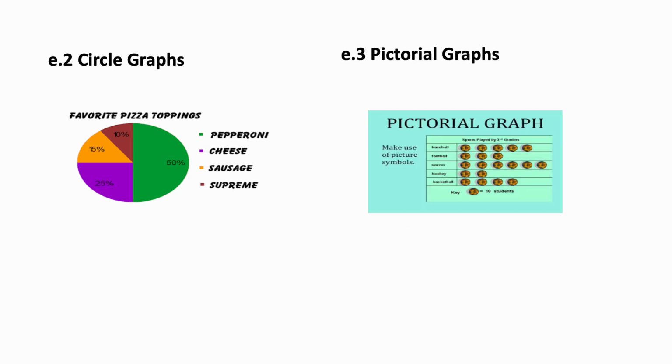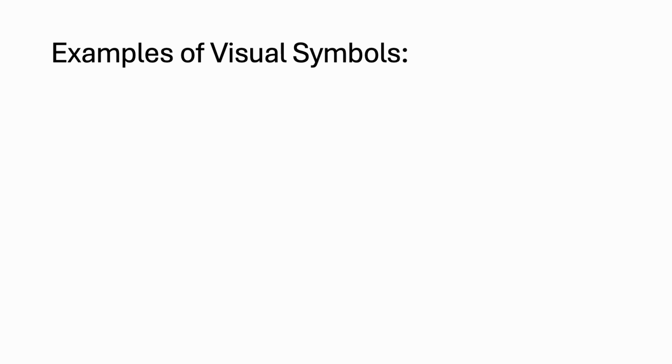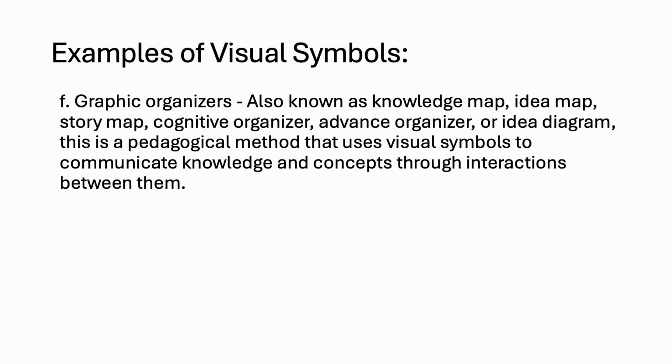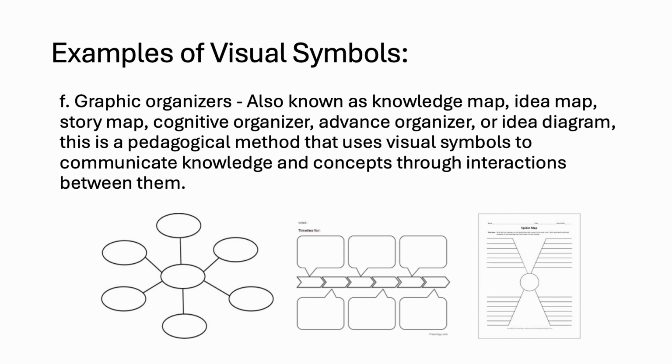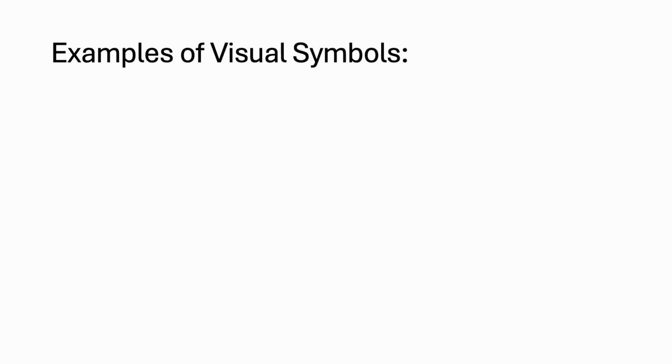So pictograph, instead of using bars or percentage in a circle, we make use of the pictures that is involved. Now, another example of visual symbols are graphic organizers. So this is where we use different, for example, the compare and contrast, the Venn diagram. So this is also an example of graphic organizer.